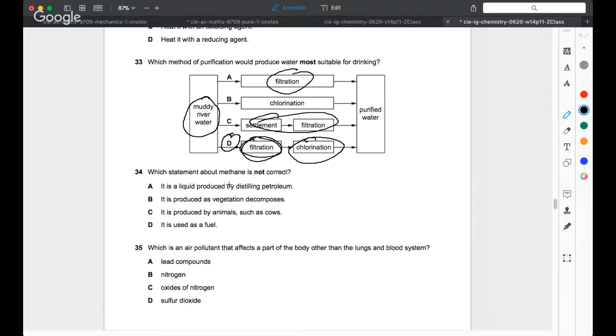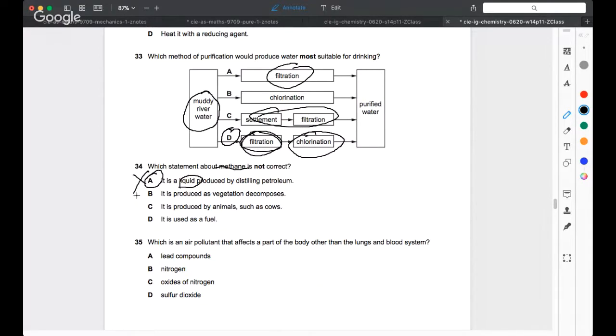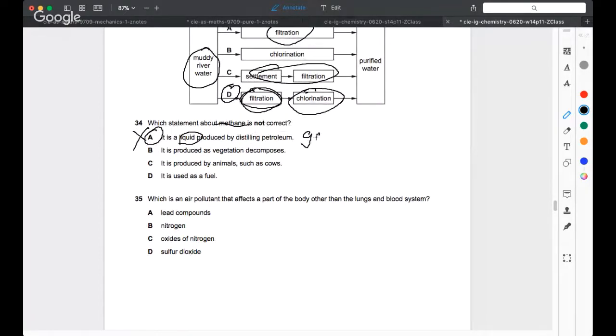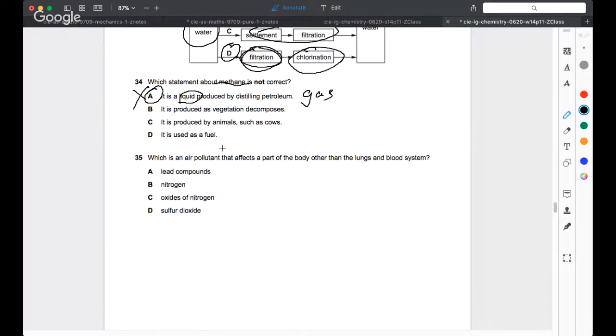Number 34. So methane is not a liquid. So A is wrong. Methane is a gas. Number 35. So nitrogen is harmless. Both nitrogen oxide and sulfur dioxide are either harmful to the lungs or the blood system. So C and D are not the right answer. So the right answer is A, because lead compounds, they are very pollutant, but they are not harmful to the lungs or the blood system.